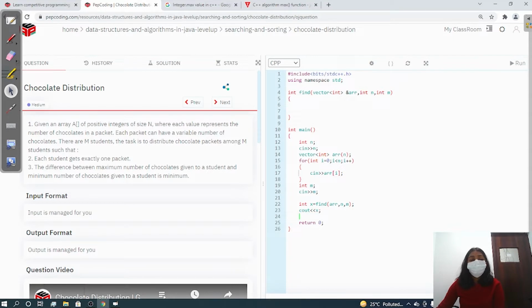And the difference between the maximum number of chocolates given to a student and the minimum number of chocolates given to a student should be minimum. So let's discuss what this line says.